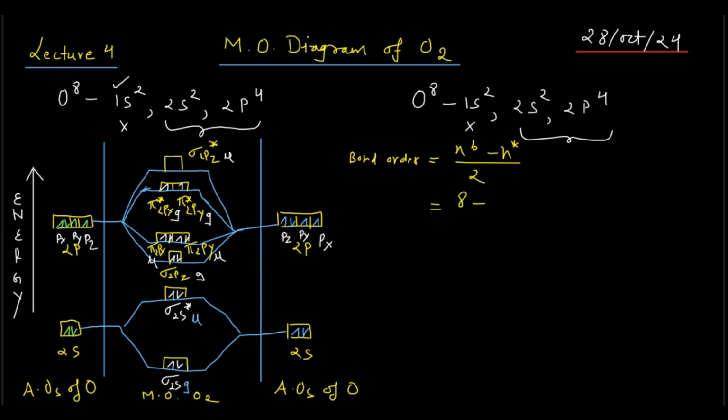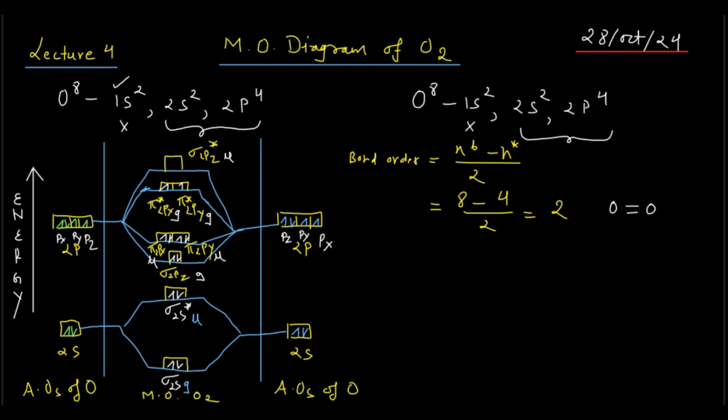And in the anti-bonding molecular orbitals, you can see this is the anti-bonding orbital. 2 electrons are here, and these 2 are also anti-bonding orbitals. So 2 are here. So total 2 plus 2, 4 anti-bonding electrons are there. So you'll write 4 here. And if you divide this by 2, you will get 2. So what does it indicate? It indicates that two oxygen atoms are connected with each other by a double bond only. So the bond order of this oxygen molecule is 2.